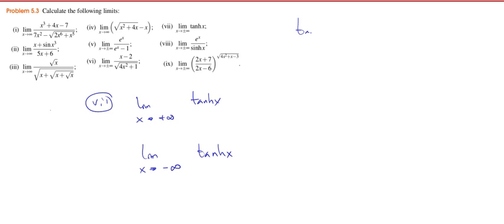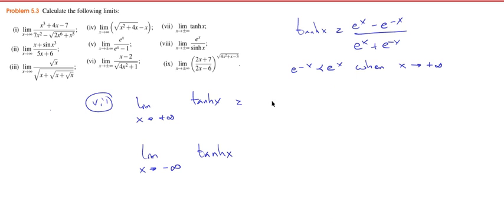Now, the hyperbolic tangent, if you remember, is the quotient between the hyperbolic sine and hyperbolic cosine. So you have e to the x minus e to the minus x divided by e to the x plus e to the minus x. Now when x is very large, e to the minus x is negligible in comparison with e to the x when x is going to plus infinity. So this is equal to the limit when x goes to plus infinity of e to the x divided by e to the x, or in other words is 1.